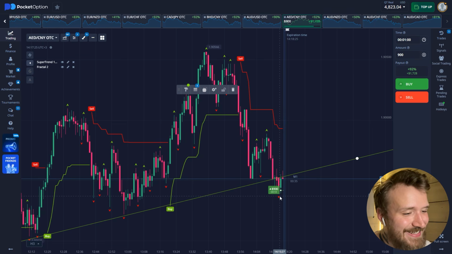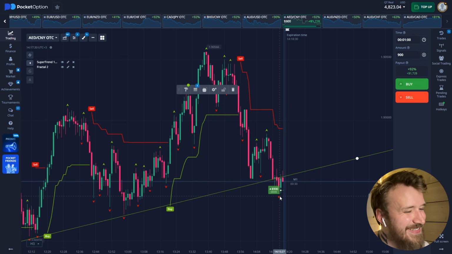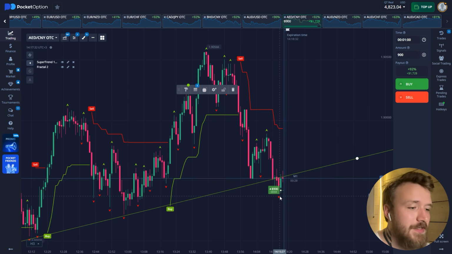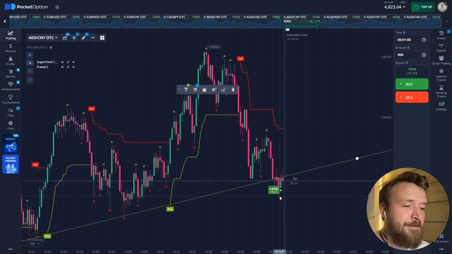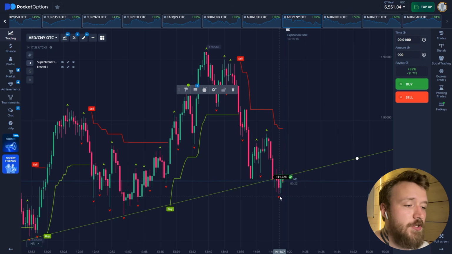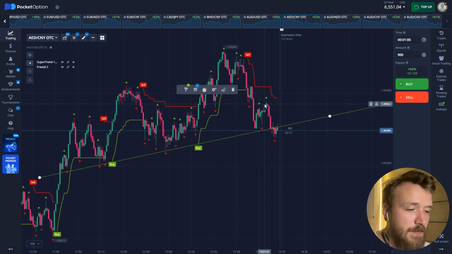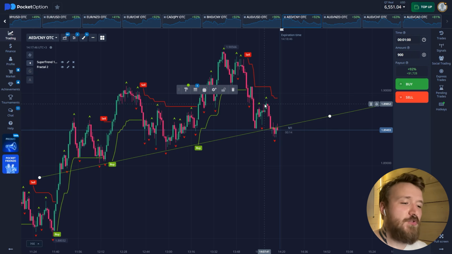We got a fractal signal and the price actually changed direction. Fractal signals come a bit earlier than super trend signals. And look, soon a super trend signal will appear here too, and it will also be bullish. So we have $6,551 on the balance. That's how our trading goes.